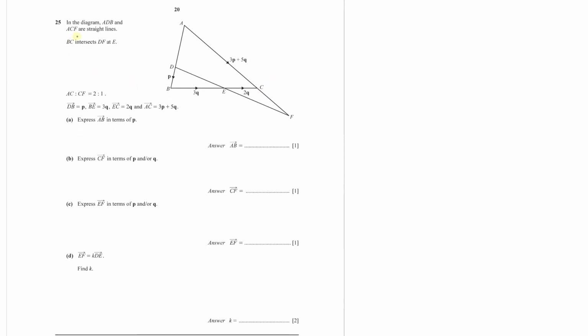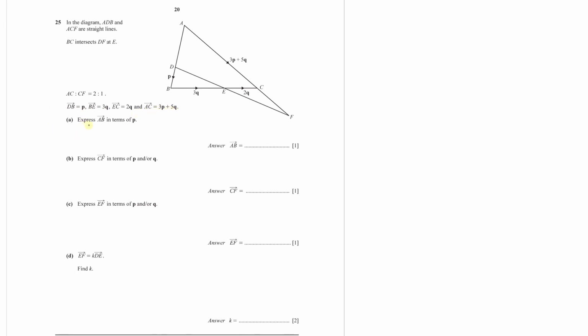So question number 25 is in the diagram. ADB and ACF are straight lines. BC intersects DF at E. So this is the intersection point of these two lines, BC and DF. And then AC ratio CF is 2:1. And then DB is P, and there are a few other vectors that are given as well.